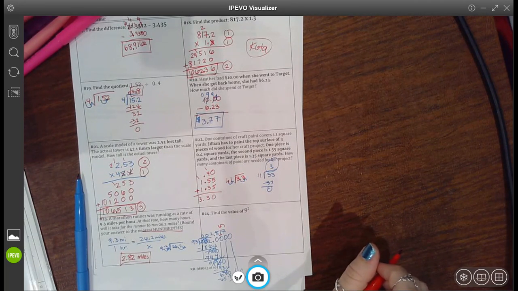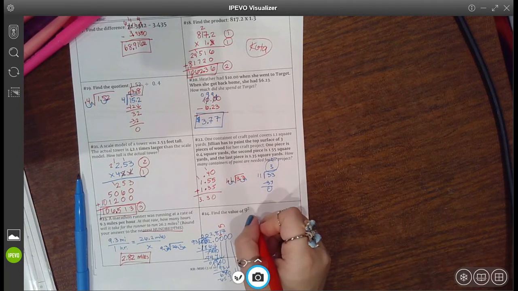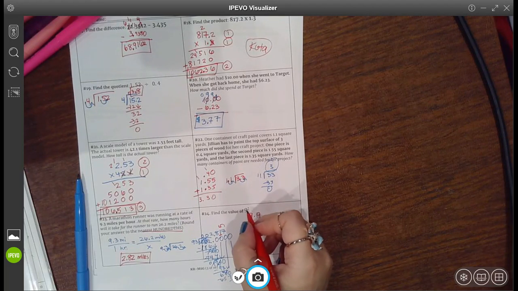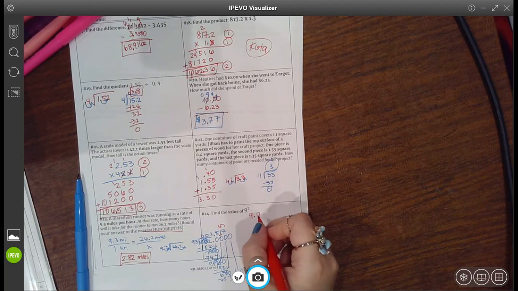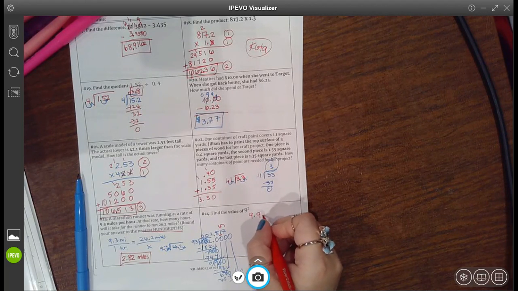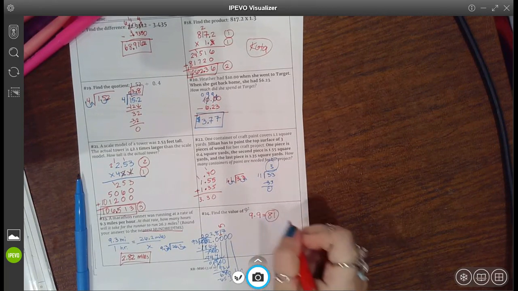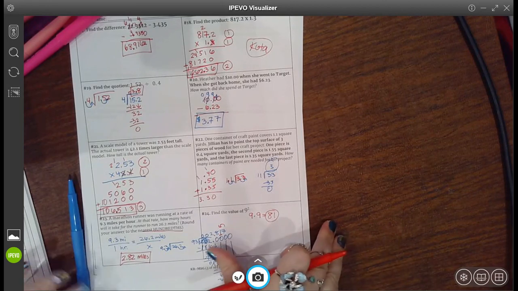Now, the next one says find the value of 9 squared. 9 squared means 9 times 9. So, because it's 9 times itself 2 times, this is the base. The exponent tells you how many times to multiply it by itself. And 9 times 9 is 81. So that was the value of it.